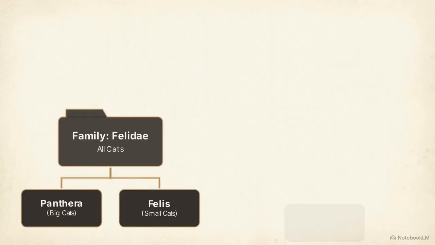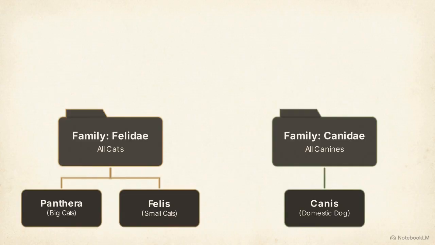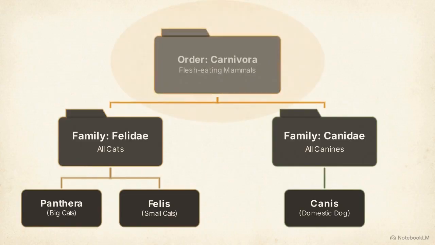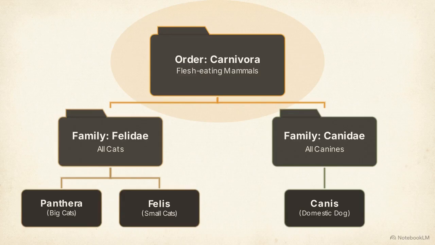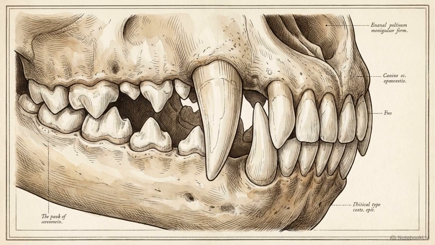Bringing back the domestic dog from the family Canidae, we test it against the cat family. Felidae and Canidae remain separate families, but converge at the higher order level, Carnivora. They share an evolutionary adaptation, flesh-eating. Higher taxa organize organisms by shared systemic functions and evolutionary survival strategies, rather than strictly identical physical forms.